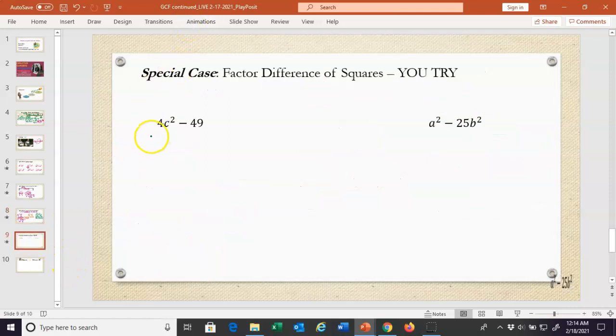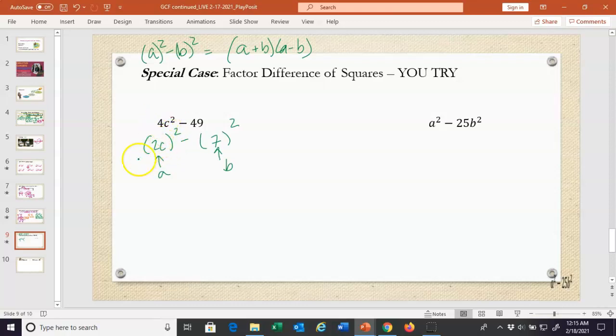Here's 2 more. We're going to write it as something squared minus something squared. So 2c squared minus 7 squared. This is your A and this is your B. So we'll plug it into that formula. A plus B, A minus B. You don't really need those parentheses. I just like the parentheses when you have something like this because it helps you really isolate what the A value is, you know? So it'll be 2c plus 7 and 2c minus 7. You can always check your work.